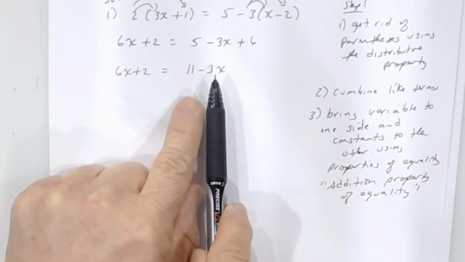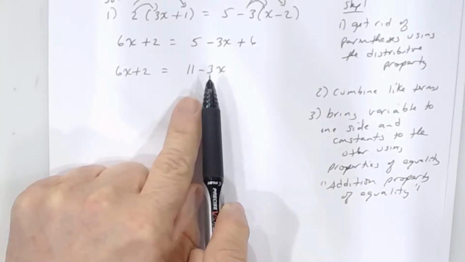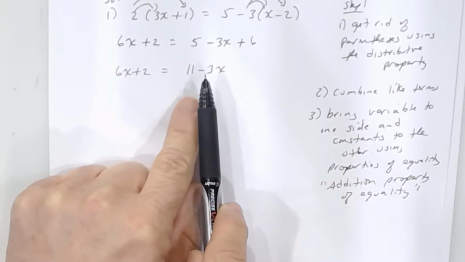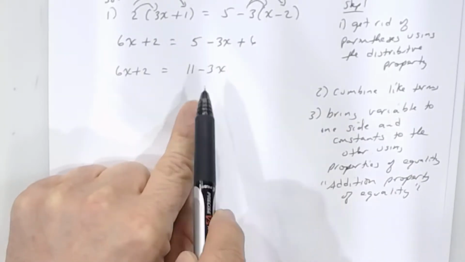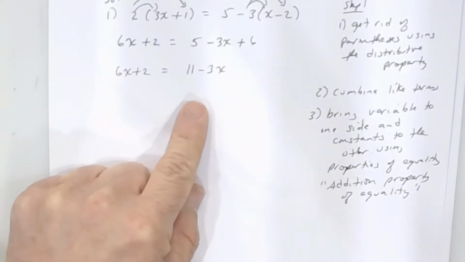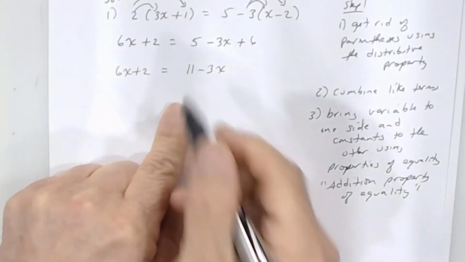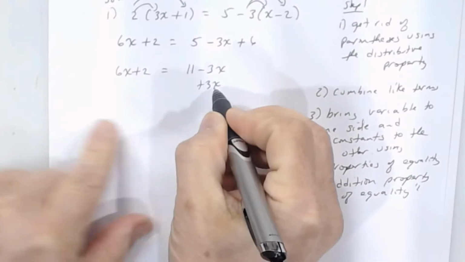Negative 3x, not 3x, negative 3x. So what do I need to add to this to get it to that side? A positive 3x. So I'm going to add 3x to both sides.